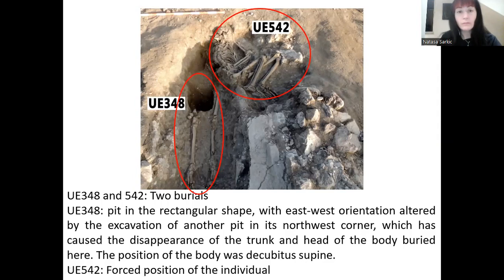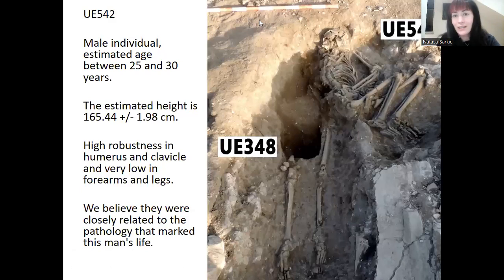Then we have another burial that is cutting this one, and the position is quite forced. The individual has very flexed legs and the position is very curved. Also, it's next to the wall, even cutting a little bit of the wall. So it's the most marginalized position in this necropolis. Plus, it's cutting the burial of another individual. Of course we are more interested in this guy because somehow he is an outcast in this story. It's a male individual, aged an estimated 25 to 30 years, of normal height, very robust.